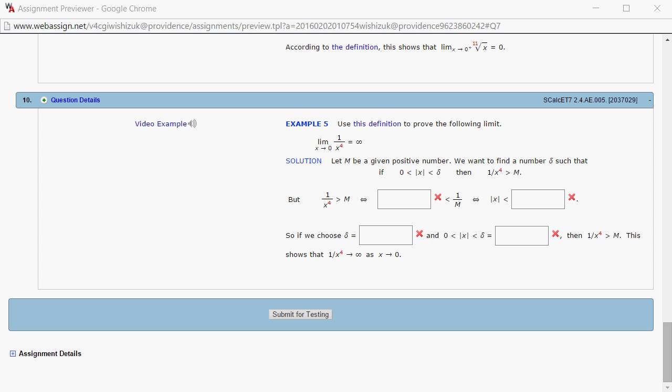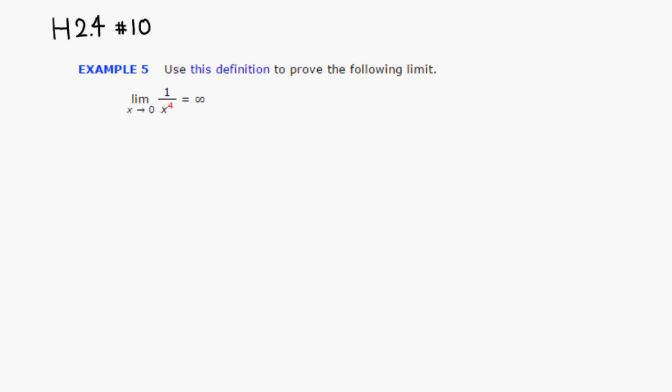Alright, let's look at homework 2.4, problem number 10. Let's write the proof for the limit of 1 over x to the fourth as x approaches 0 is equal to infinity. Alright, so let's do that.